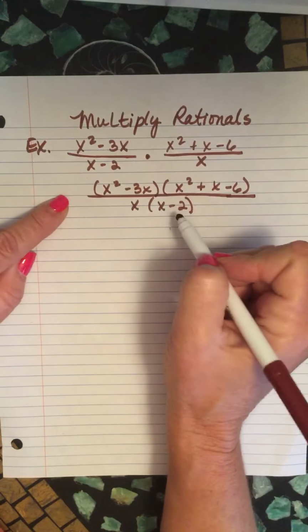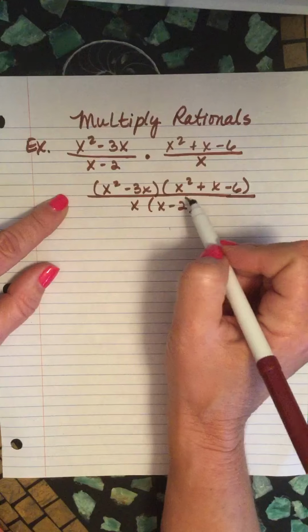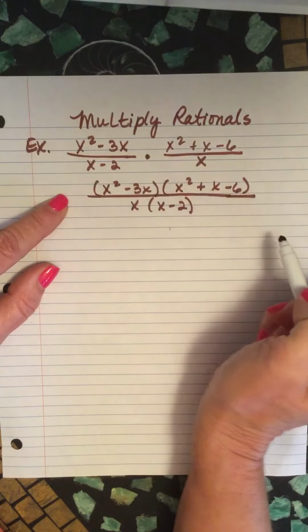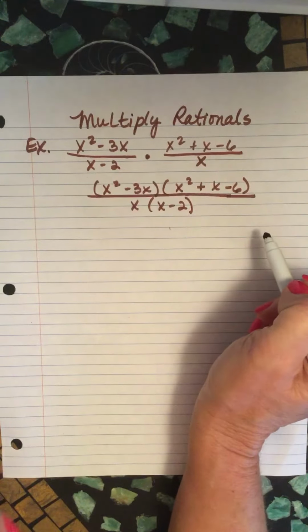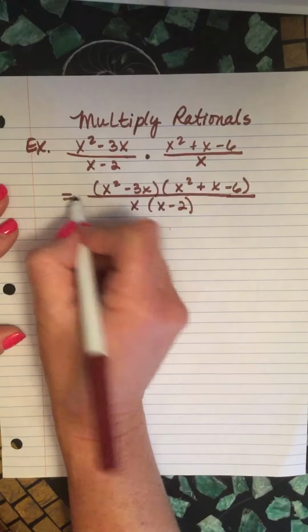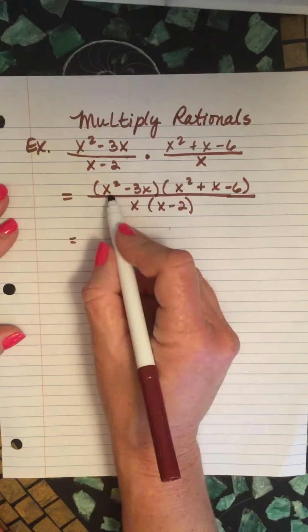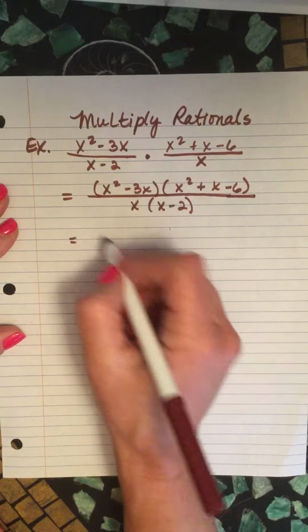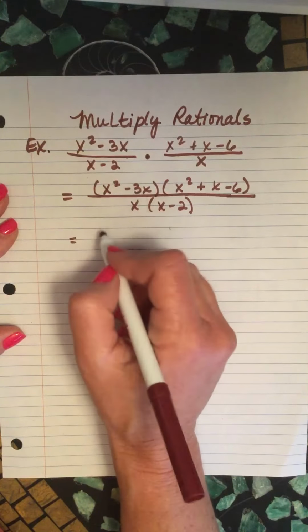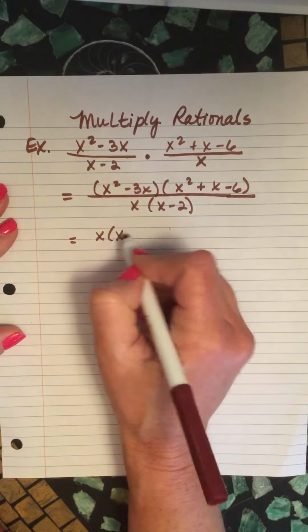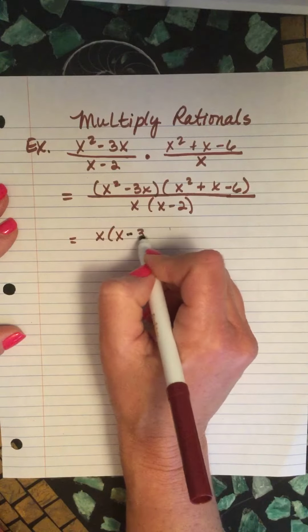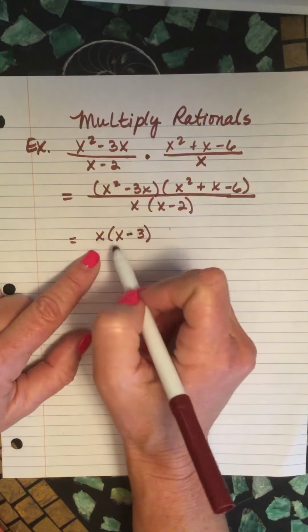Okay, so if we had any factors that we could cancel, that would make it so much easier, and we could work with smaller numbers, which is always our goal. All right, so we're going to factor what we can in the numerator. So in this first one, we have an x in common, and so I have x minus 3 left over.